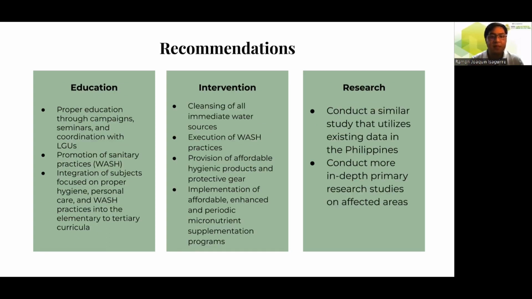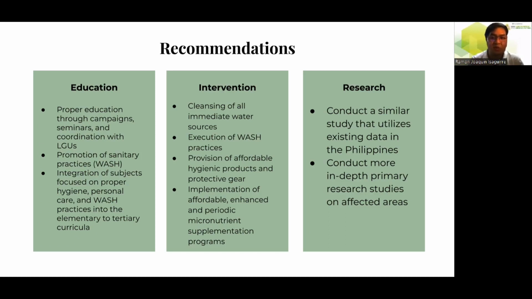Next slide. So as for recommendations for education, we recommend that there would be proper education through campaigns, seminars, and coordination with LGUs to spread awareness and knowledge on these specific diseases. Aside from this, there is the promotion of sanitary practices such as the WASH principles and wearing protective gear to inform the public on how to prevent themselves from contracting the disease. And there's also the idea of the integration of subjects such as an early exposure to basic parasitology, or a simplified form of it, into the elementary to tertiary curricula, especially in agricultural areas, to at least ingrain this knowledge into the minds of the next generations so that it becomes common knowledge.